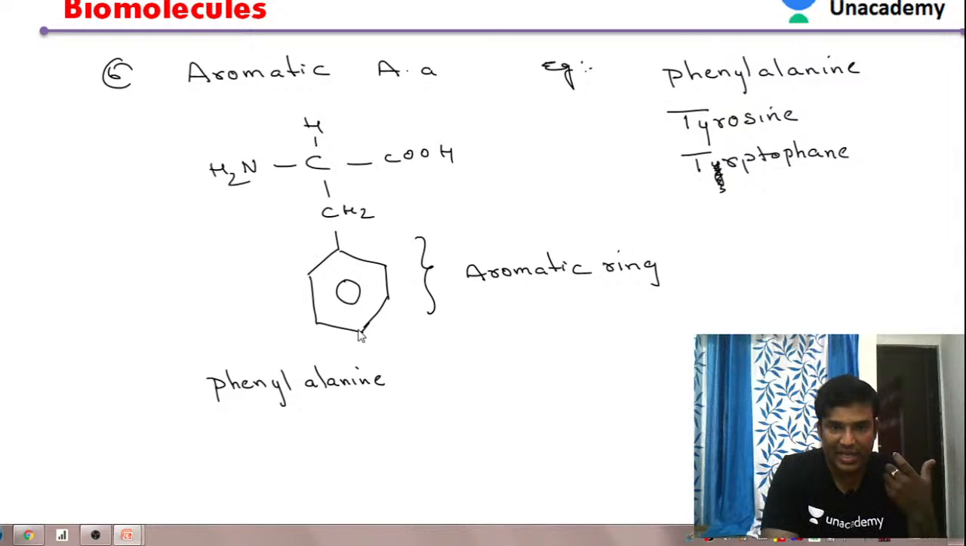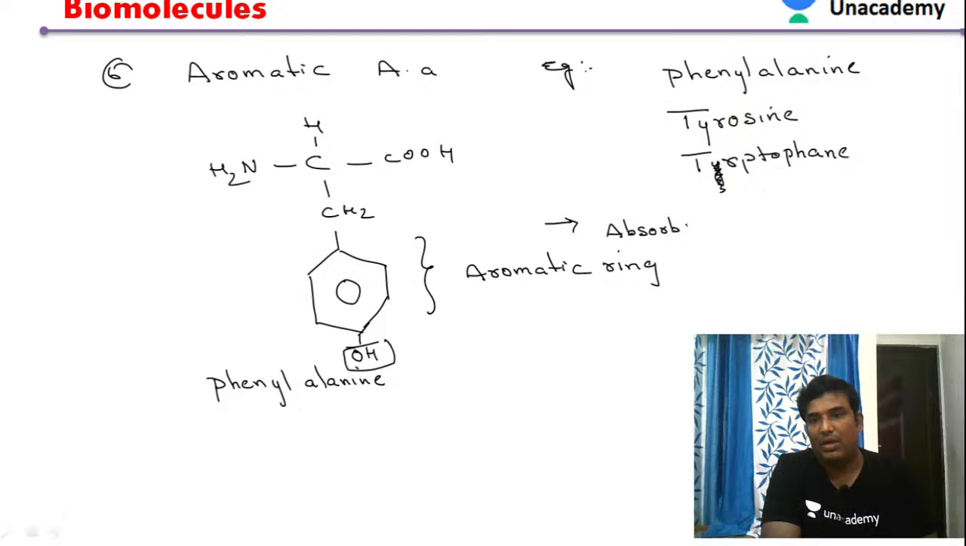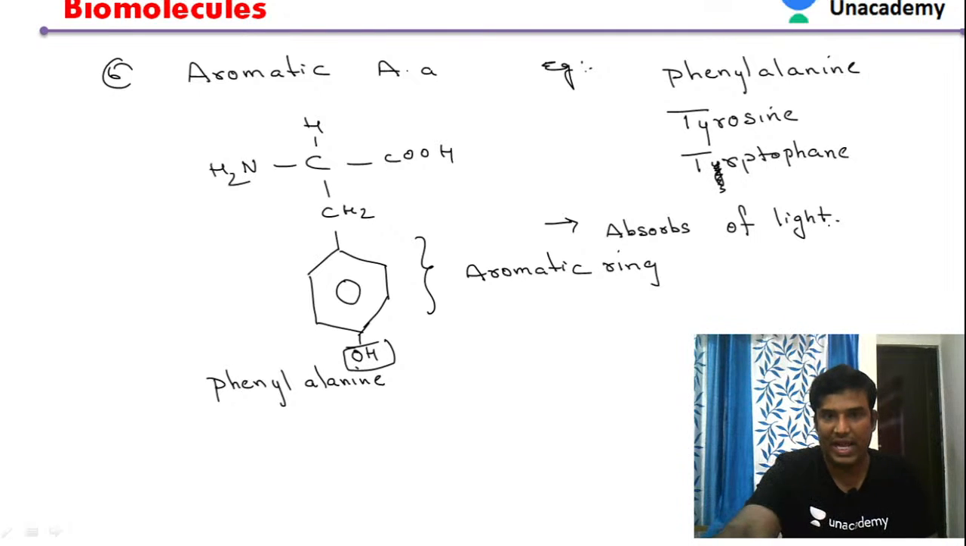So to this phenylalanine, if you add OH, then it will be tyrosine. Now this structure will be tyrosine. If you add an OH group to this aromatic ring, then due to the presence of the aromatic ring, it absorbs light. That is another characteristic feature. So aromatic amino acids, the best examples are phenylalanine, tyrosine and tryptophan. These are the best examples of the aromatic amino acids.